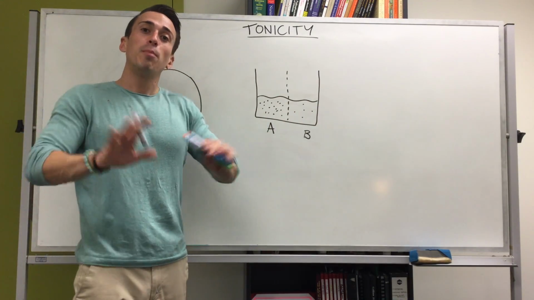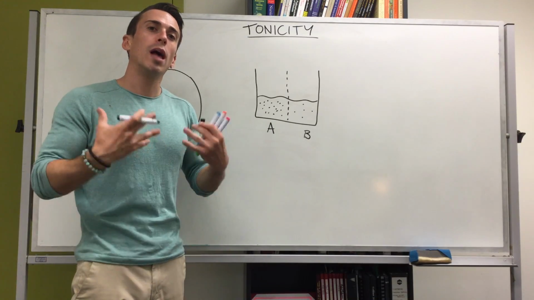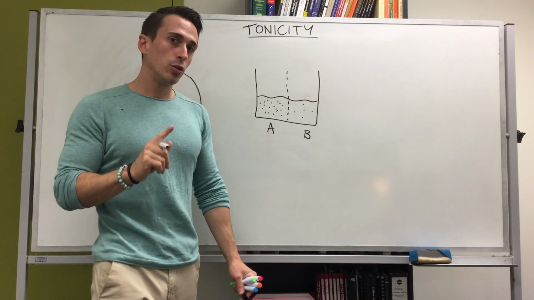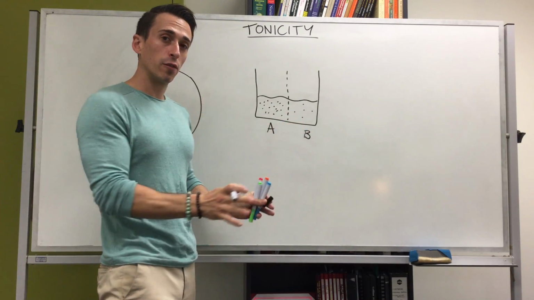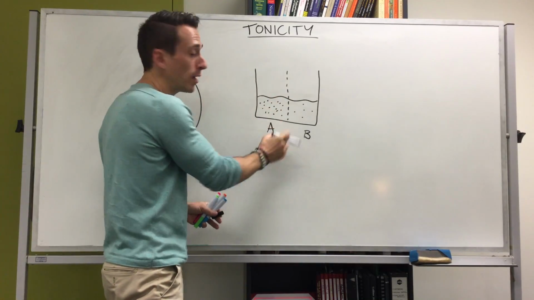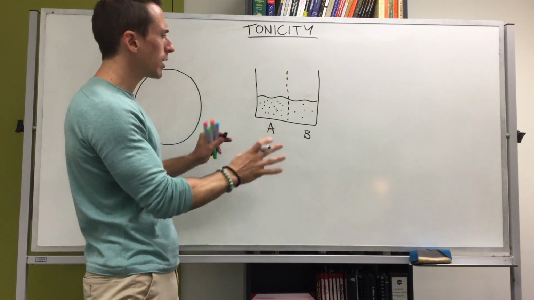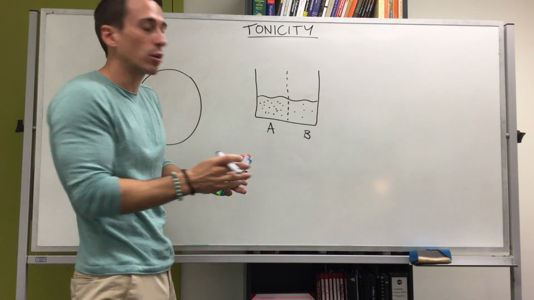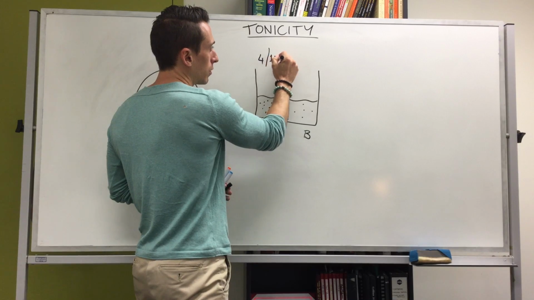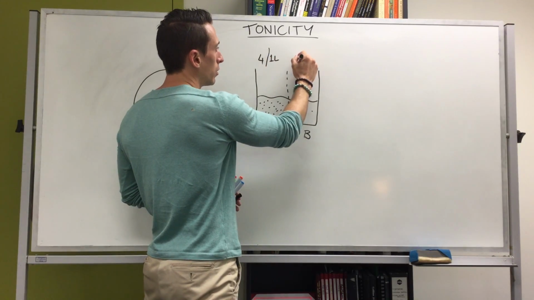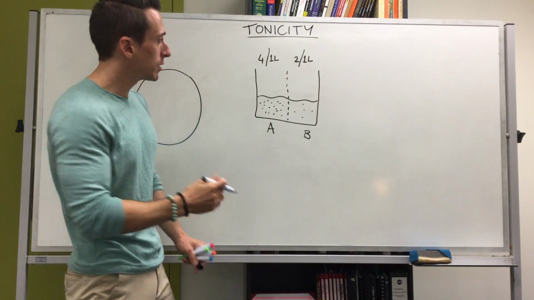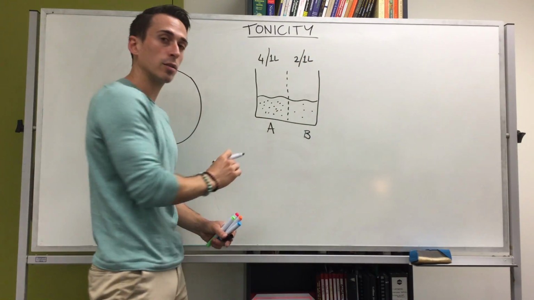Now, naturally, passively, without any energy, what will happen? Well, you should think, first of all, diffusion. And you should think, well, there's a concentration difference within this solution. There's a higher concentration on side A compared to side B. And let's just make up a concentration. Let's say side A is 4 particles per litre compared to 2 particles per litre for side B. So you can see there's a higher concentration on side A compared to side B.